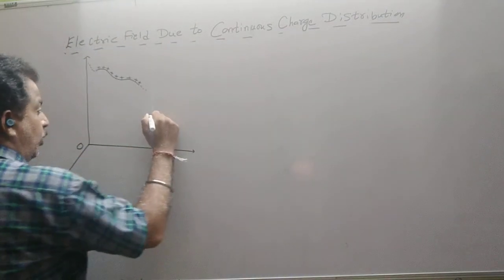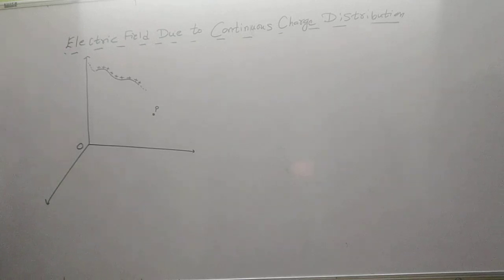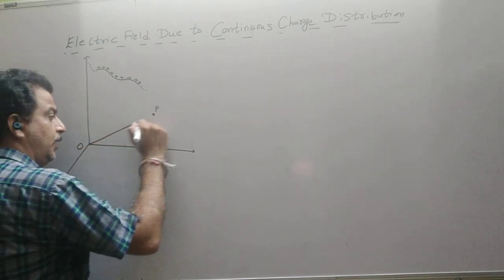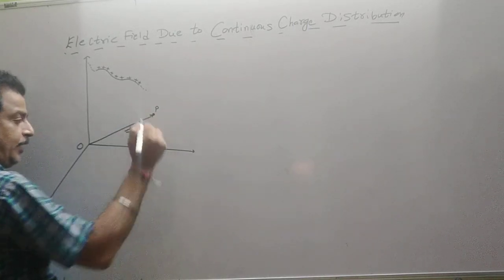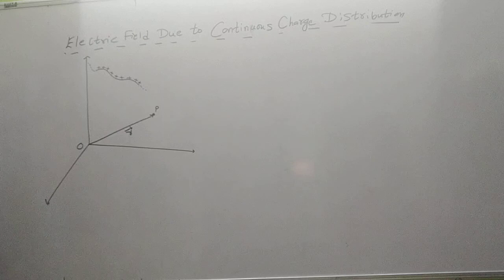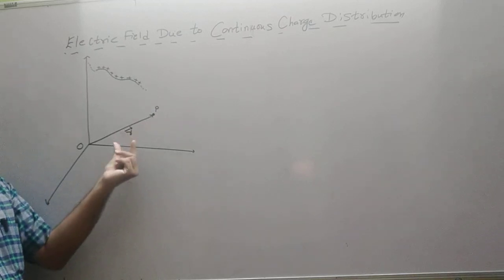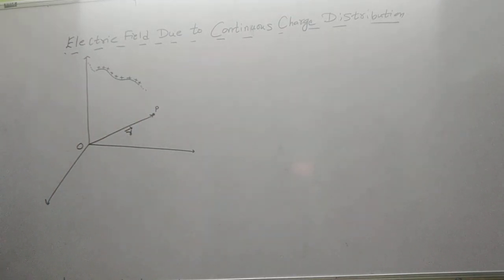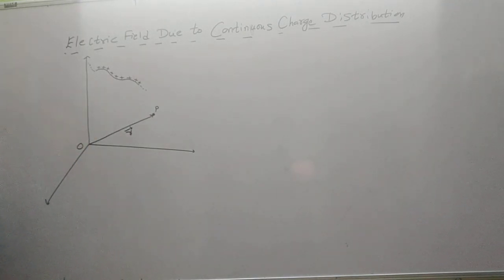We have to find out the electric field intensity at point P, whose position vector can be given by r vector. So let P be the point whose position vector is r vector. We have to find out electric field intensity at this point due to linear charge distribution.